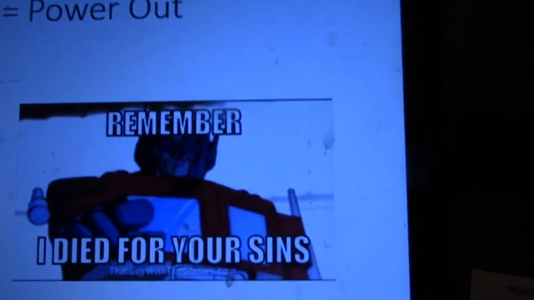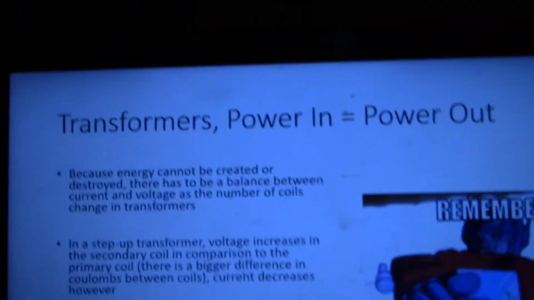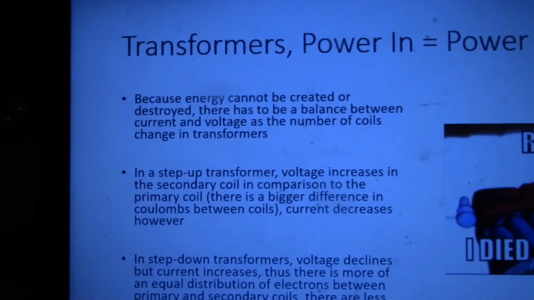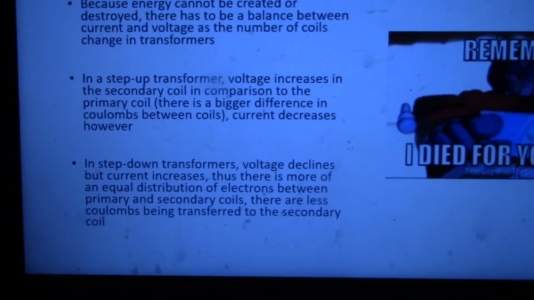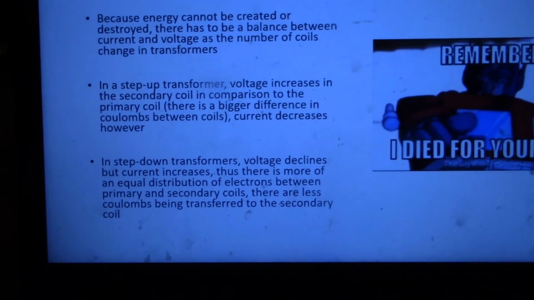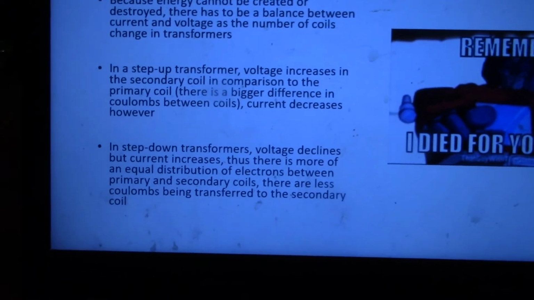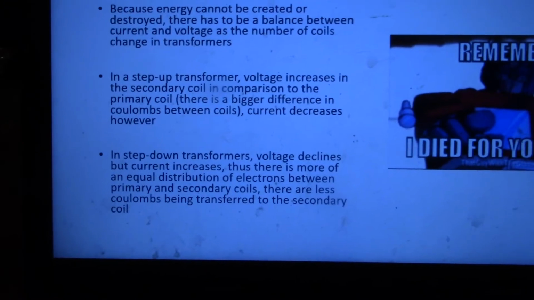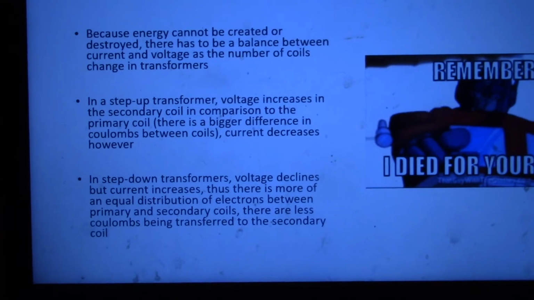This would not be complete without a picture of Optimus Prime. But transformers, right? Power in equals power out. Energy can't be created or destroyed. There has to be a balance between current and voltage as the number of coils change in transformers. In a step-up transformer, voltage increases in the secondary coil in comparison to the primary coil. Current will decrease, however. In step-down transformers, voltage declines, but current increases. So you have an equal distribution of electrons in both cases as a result.